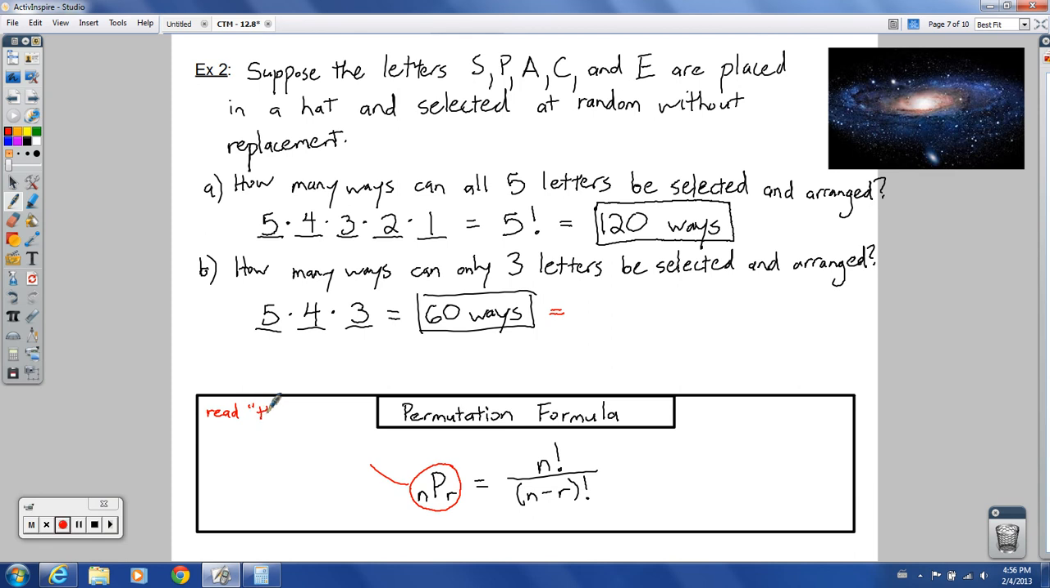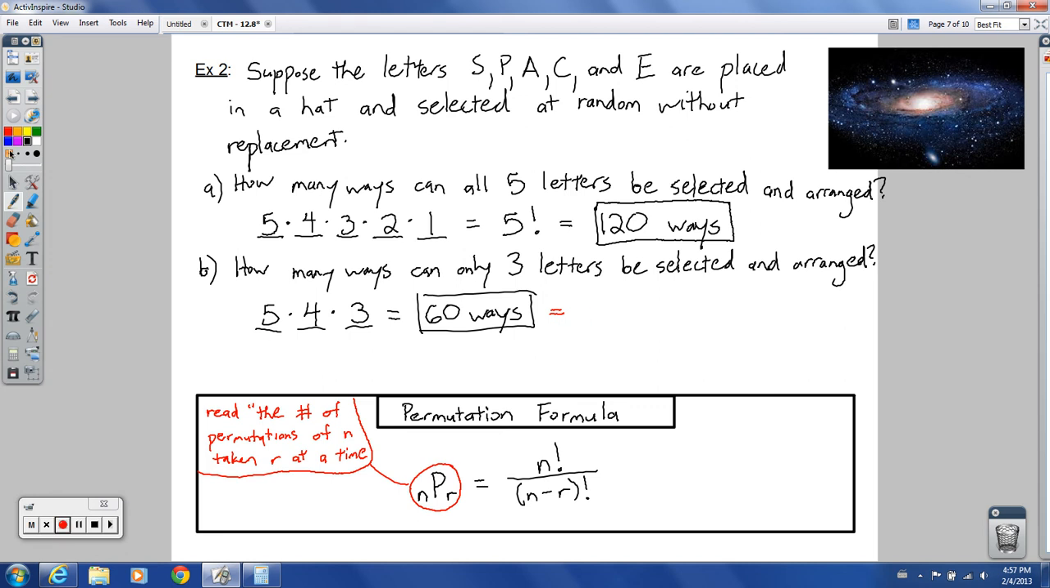If you're reading this out loud, it's not NPR. It's not the radio station, okay? It's read like this. It's the number of permutations of n taken r at a time. So that's in a different color. Put that off to the side. nPr, order matters.